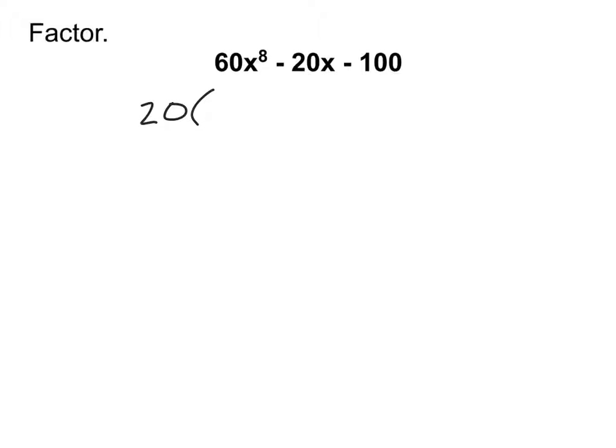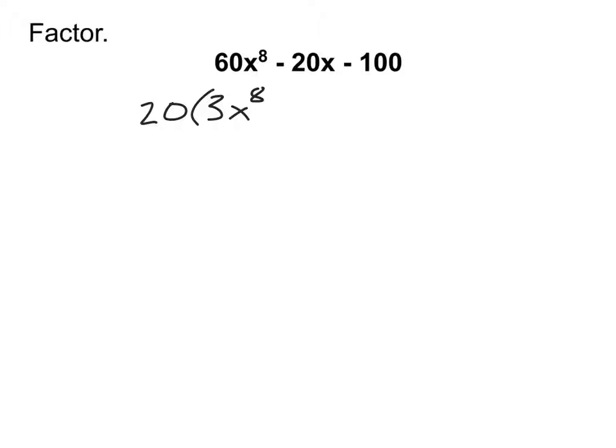So that means I start by writing the 20 out front of the parentheses. And then I'm basically going to take every single one of these terms and divide them by 20. So 60x to the 8th. You notice that if I divide it by 20, the x to the 8th won't change. That's still going to be an x to the 8th. But the 60, of course, that'll change. What's 60 divided by 20? 3. So that just becomes 3x to the 8th.